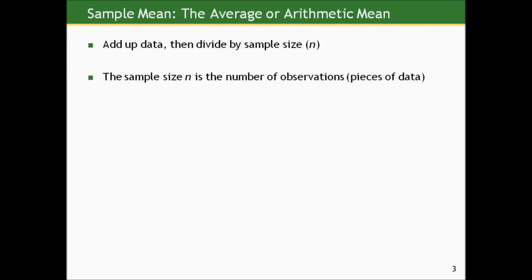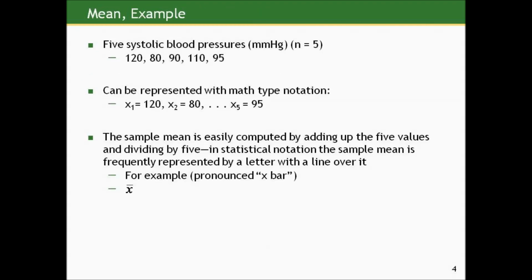So let's just start with the basics of the sample mean, the average, or the arithmetic mean. Given a set of data, the general recipe for computing a mean is to add up the data and divide by the sample size. Most of you are probably familiar with that. And the sample size, we call it n, is the number of observations or pieces of data in our data set. So, for example, suppose I had a sample of 5 systolic blood pressures from a population of subjects. I only have 5 pieces of information, and they were 120, 80, 90, 110, and 95, and they were in millimeters of mercury.